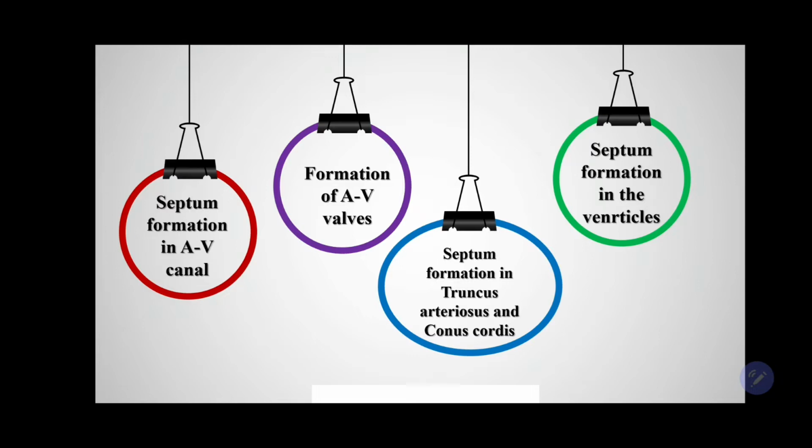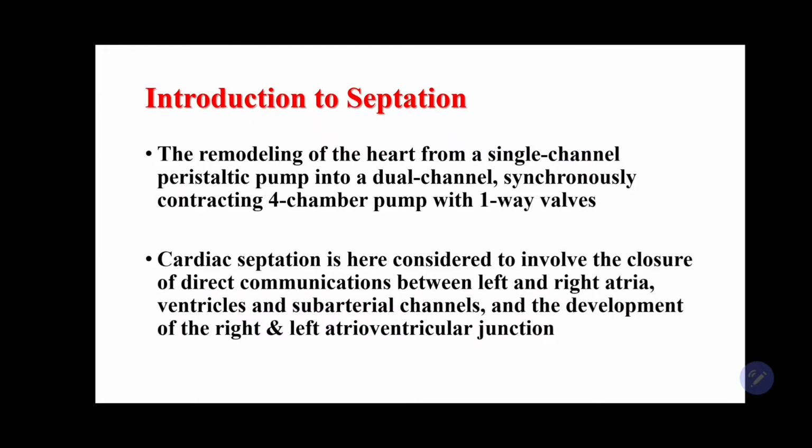So let us see. First we will begin with the septum formation in the atrioventricular canal, which communicates the primitive atrium with the primitive ventricle with bulbus cordis. And then we will see the formation of atrioventricular valves. These are one-way valves which direct the blood from atrium to ventricle. And we will see septum formation in the outflow tract, that is truncus arteriosus and conus cordis.